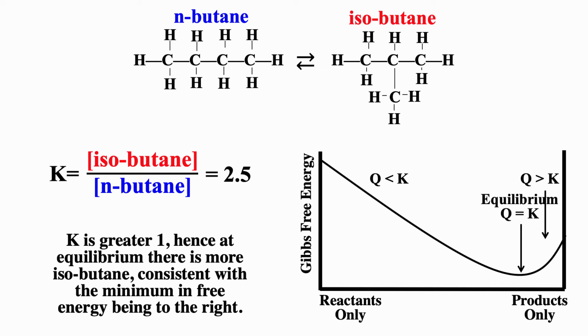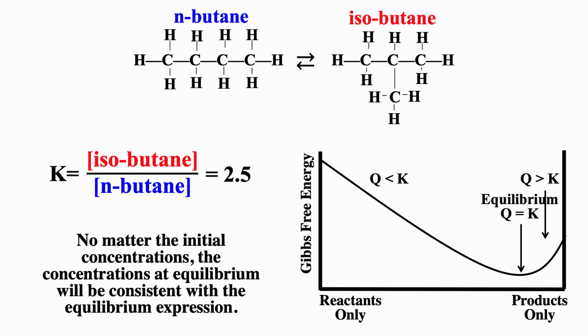Now, because K is greater than 1, that means that the products are more stable than the reactants. And at equilibrium, we should have more products than reactants. Now, no matter the initial concentrations, the concentration at equilibrium has to be consistent with the equilibrium expression. So no matter what your concentration of N-butane is, the concentration of isobutane has to be 2.5 times that. So equilibrium constants have to be followed when the system reaches equilibrium.